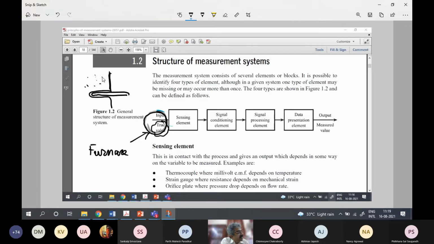So this is the furnace where you have the true temperature. This is the sensing element. It's probably a thermocouple. We'll see what thermocouples are. So that is the sensing element. Now this sensing element, this thermocouple, produces a small voltage, in the millivolts range.